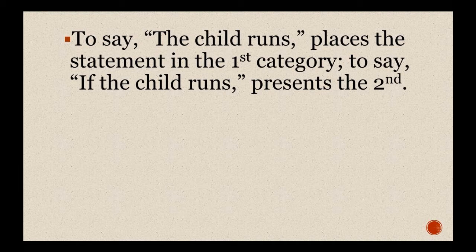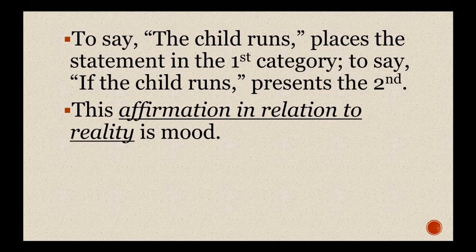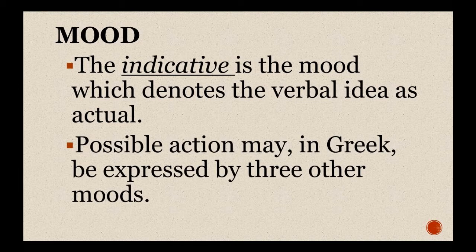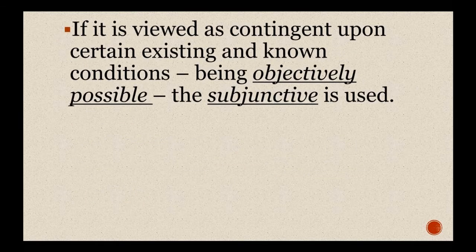So the child runs is a statement of fact. Simple statement, right? That's reality. If we put if on there, if the child runs, then that's potentiality, right? And usually there's a condition. We call that a condition clause. So this affirmation relation to reality is mood. The indicative is the mood which denotes the verbal idea as actual, and possible action may be expressed in Greek by other moods.